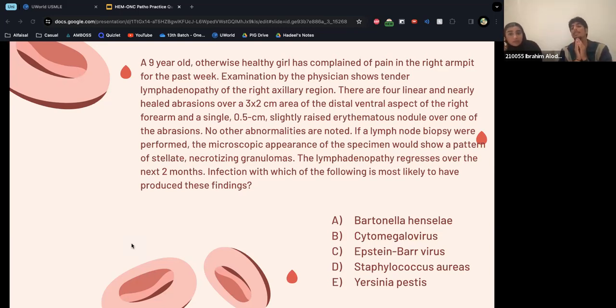Infection with which of the following is most likely to have produced these findings? A. Bartonella henselae, B. Cytomegalovirus, C. Epstein-Barr virus, D. Staph aureus, or E. Yersinia pestis. Okay, so you guys have already said A. Does anybody else have a different answer? What does this girl have?